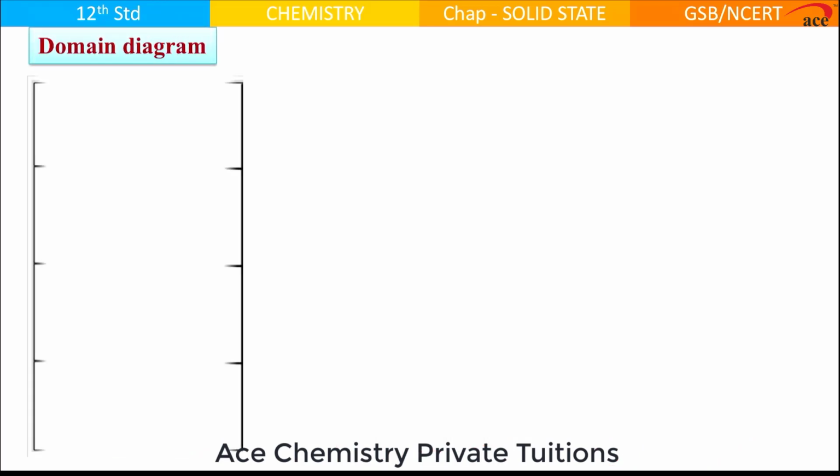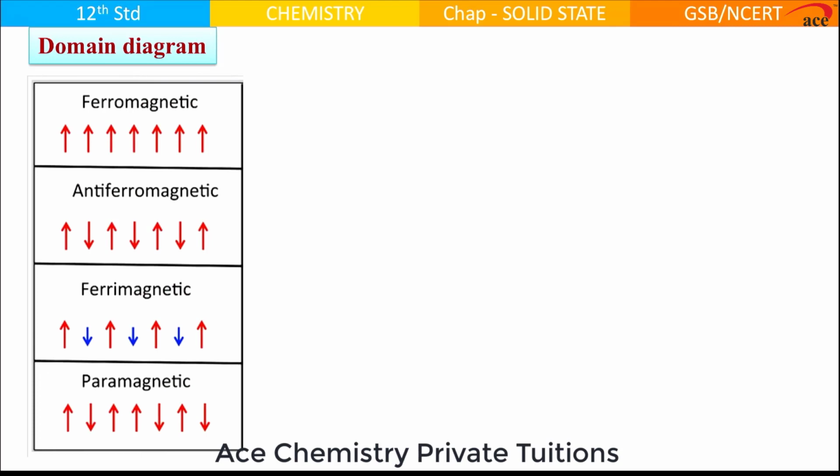If you want to see a domain diagram, these are domain diagrams. Remember, it is not a d orbital, it is not a p orbital, it has been shown as domains. Here all domains are in the same direction. That means such a substance is ferromagnetic. Examples: iron, cobalt, nickel, gadolinium, CrO2.